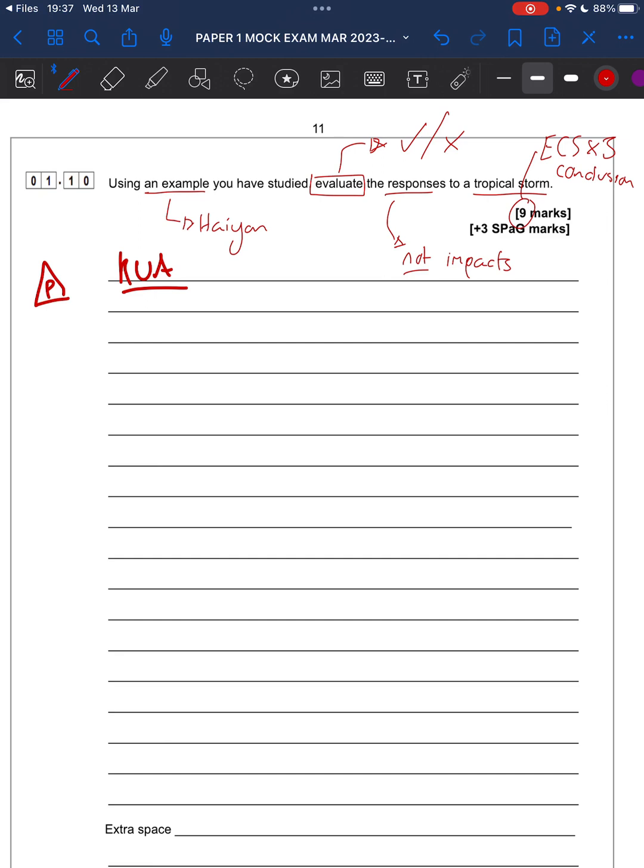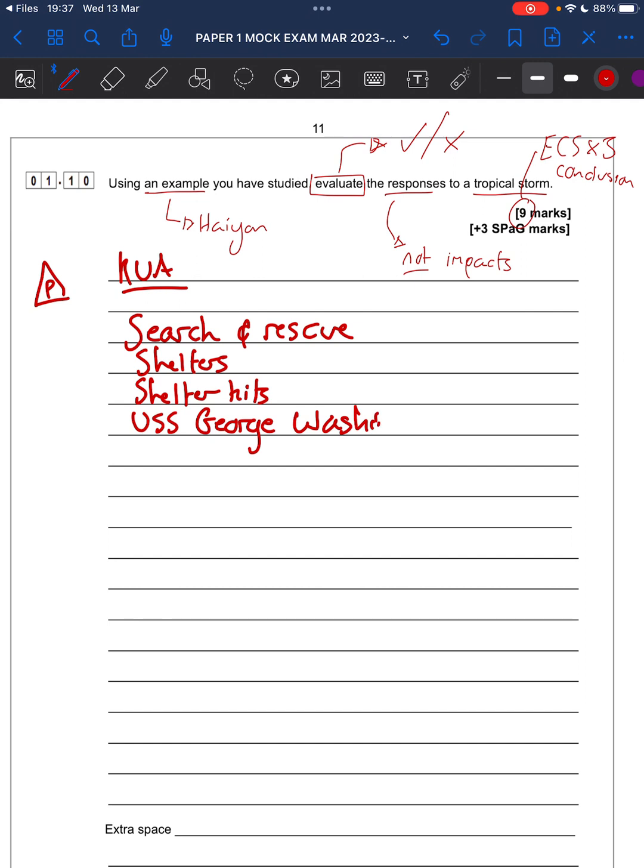So here, I'm going to go basic level, but here you could be talking about search and rescue. You could be talking about shelters. You could be talking about shelter kits. You could go long term. Actually, you could talk about the USS George Washington, okay, big aircraft carrier that went and helped. Long term, you could be talking about cyclone shelters. You could be talking about, basically they built houses further away. You can be talking about all manner of different things here.